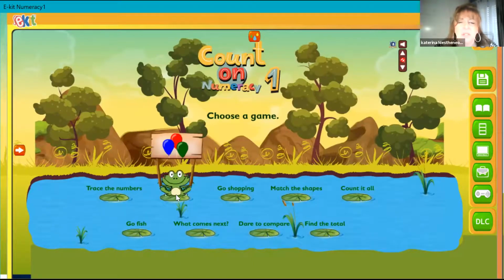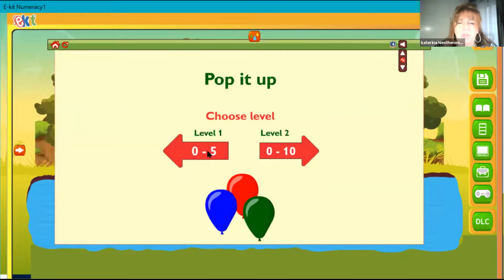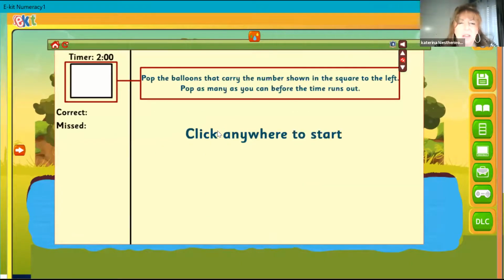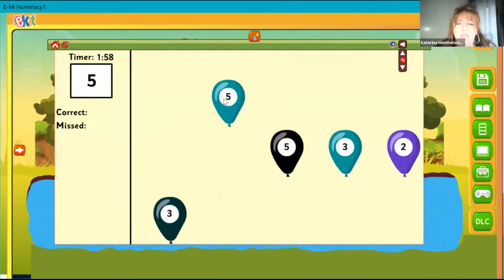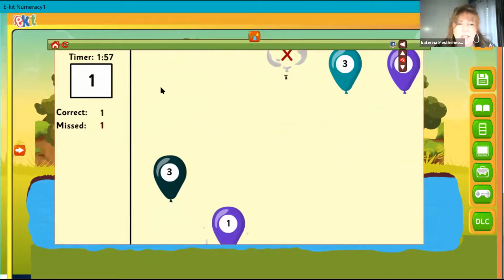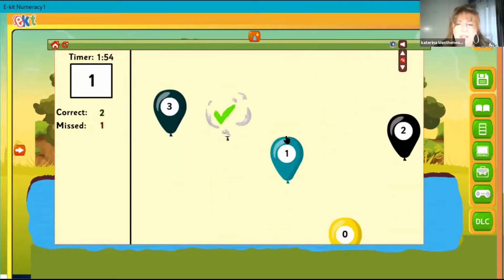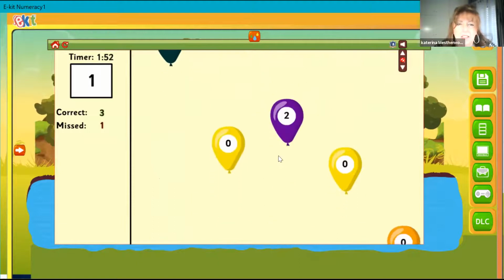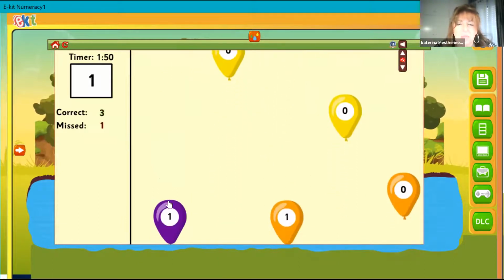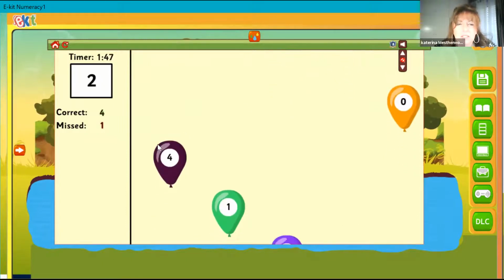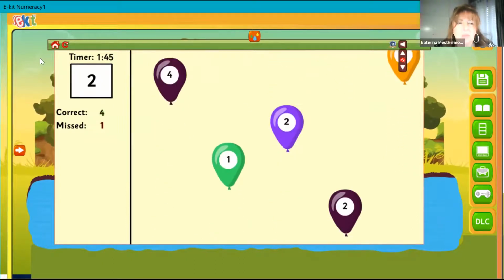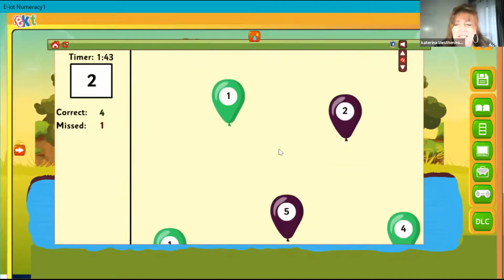Let's have a look. This one is also another favorite, with balloons. I was looking at this yesterday and I spent quite a long time playing it. Let me show you. You have to find the number 5 and pop it. And then you have to find number 1. Are there more number 1s? Yes, there are more. It's really quite hard. Okay, and then number 2. I won't play any longer. I'm sure you've got the idea.